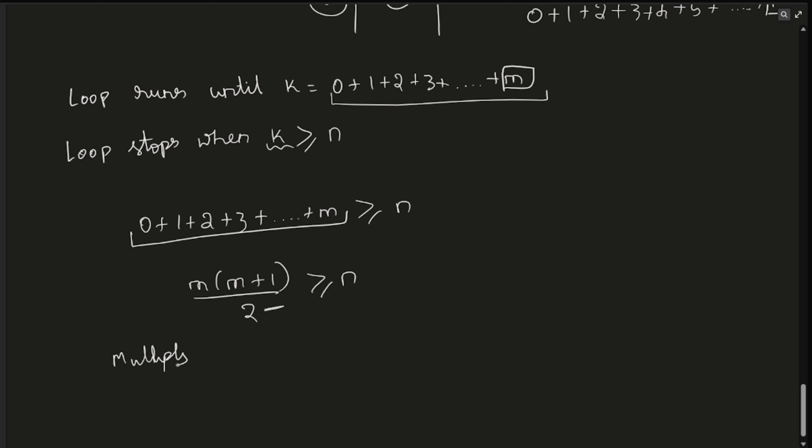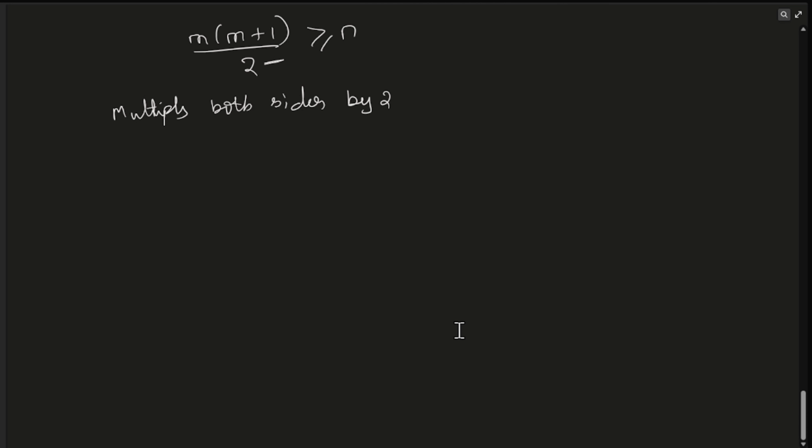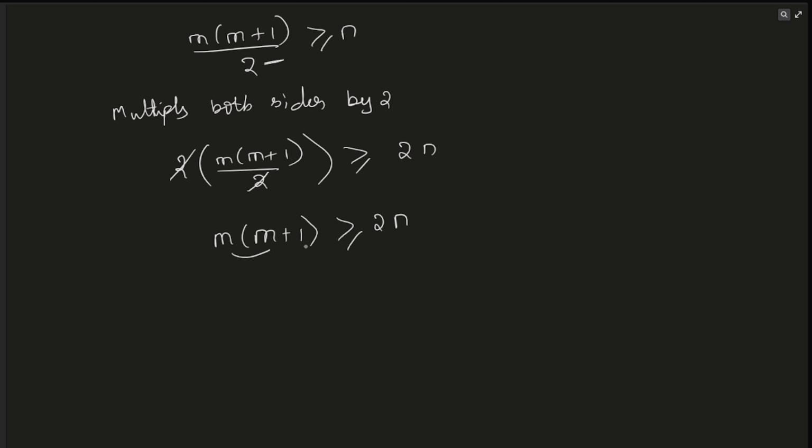Multiply both sides by 2 to remove the denominator. 2 into (m plus 1) by 2 greater than or equal to 2n. These 2's get cancelled. We'll have m into (m plus 1) is greater than or equal to 2n. We can multiply m here, which becomes m square plus m is greater than or equal to 2n.